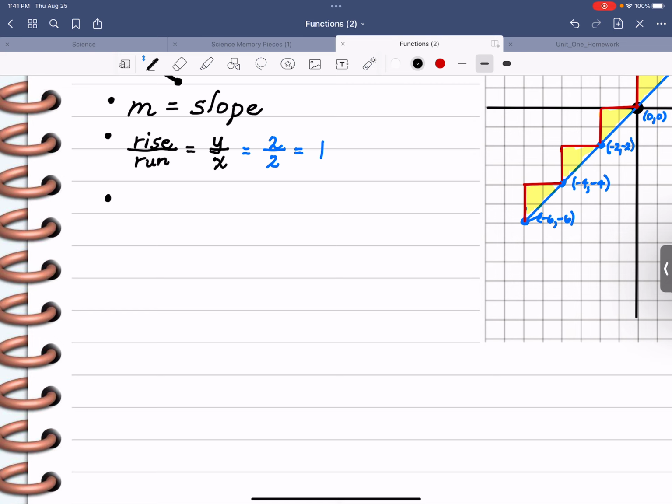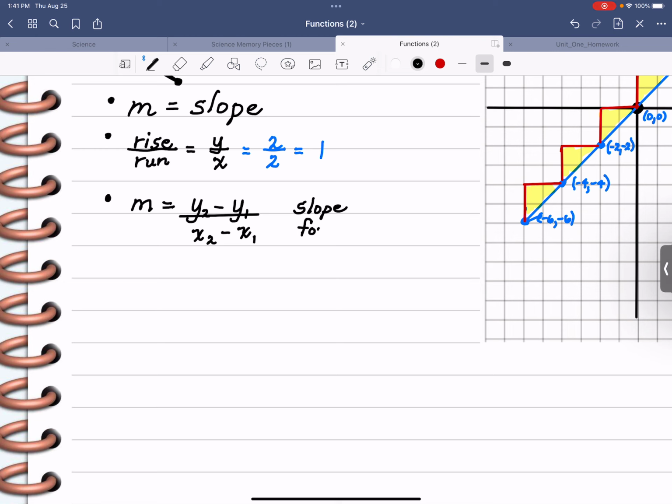So the formula is slope equals, don't panic on me here, I'm going to walk you through it, y sub 2 minus y sub 1 over, remember it's always rise over run, x sub 2 minus x sub 1. This is called the slope formula.